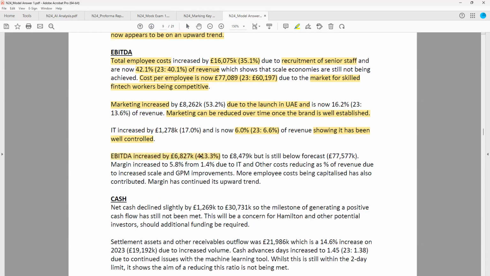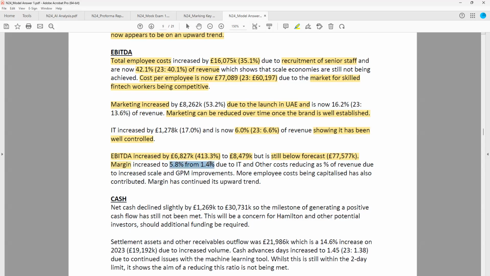So we've said, again, give the absolute figure, it's increased by this amount. And obviously if they've had a good year, that's going to be a substantial increase. Of course, because we're starting from a low base. Compare it to the forecast. So it's a good improvement, but still below the forecast.